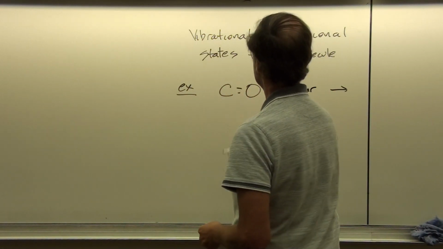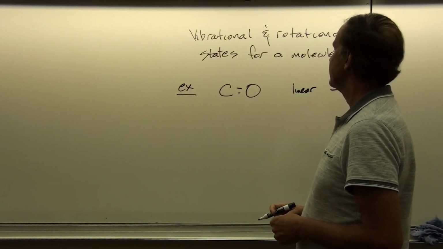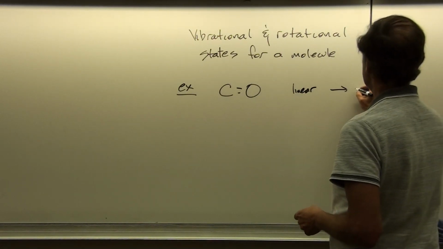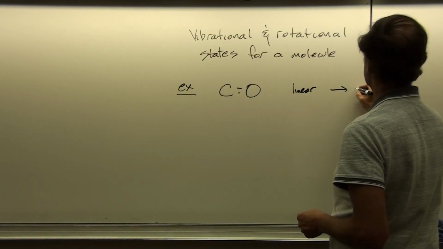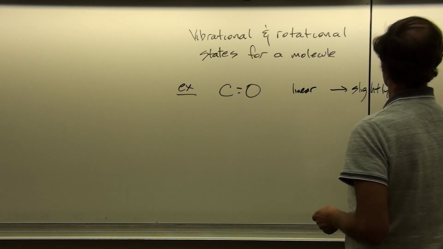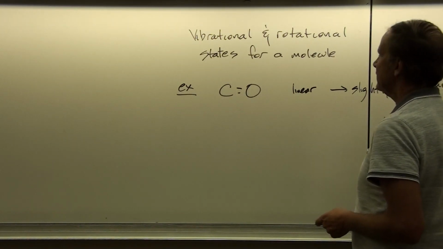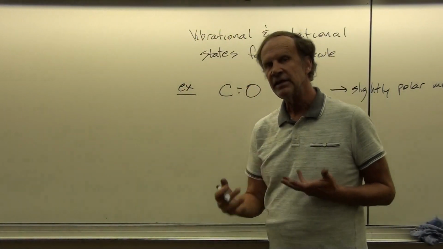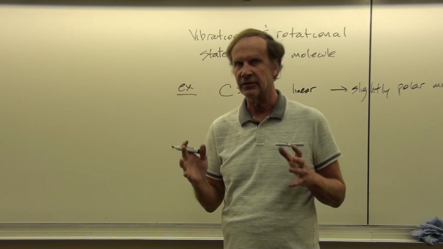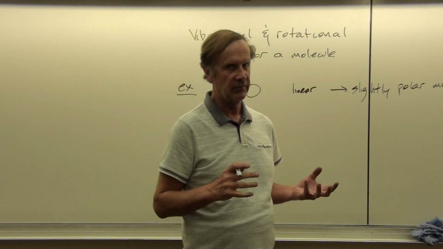Also, the oxygen has a stronger pull on the carbon's electrons. And so because of that, there's a dipole moment. It's a slightly polar molecule. Now, if something is purely covalent, there's equal sharing of the electron, and that means there's no dipole moment, meaning there's no polarity at all. There's no positive end, no negative end.